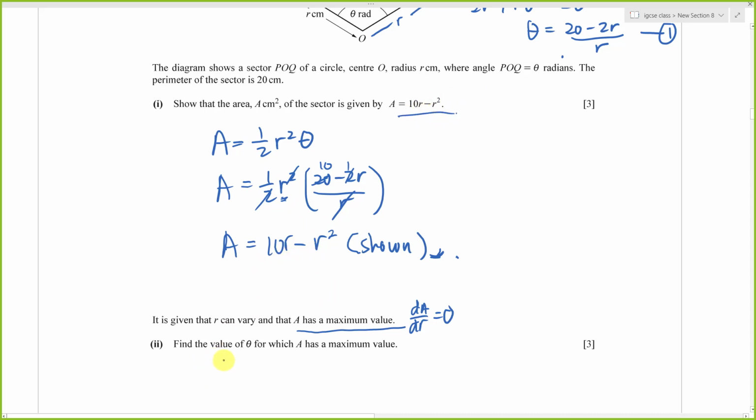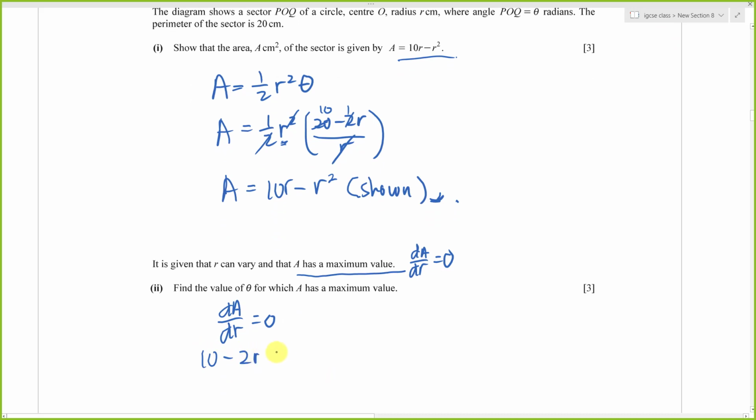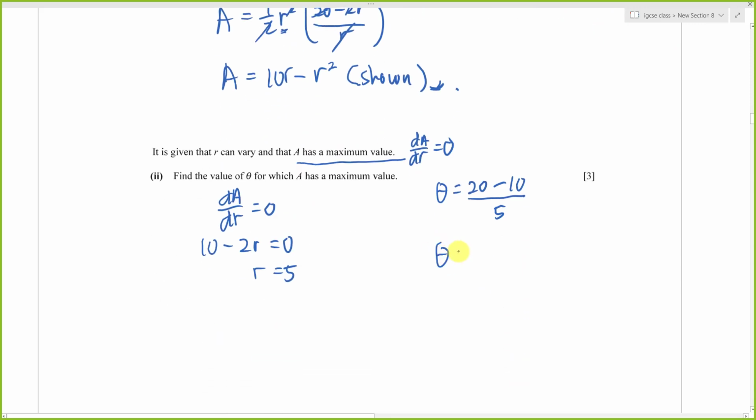So I do dA/dr equals 0. If I differentiate this one, I should get 10 minus 2R equals 0. Then 10 equals 2R, R equals 5. But the question doesn't ask me to find R, isn't it? The question asks me to find theta. That means I need to substitute into my theta value, which is this one. So theta will be 20 minus 2 times 5, over 5, so the theta will be 2 radian.